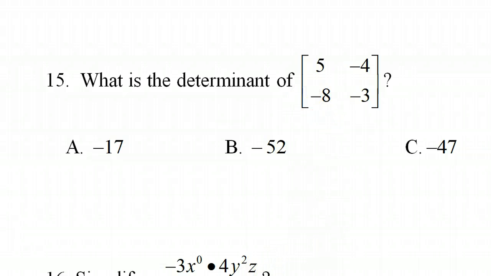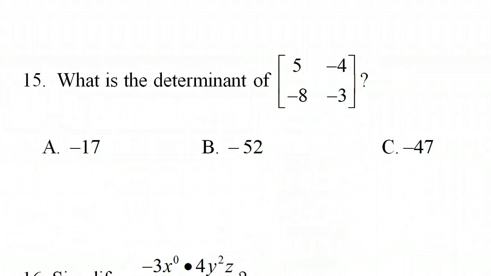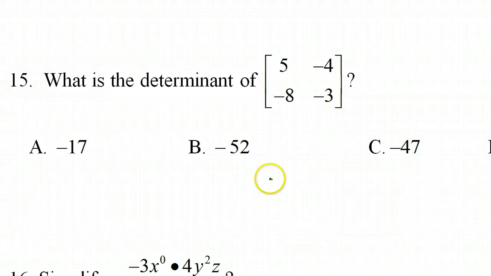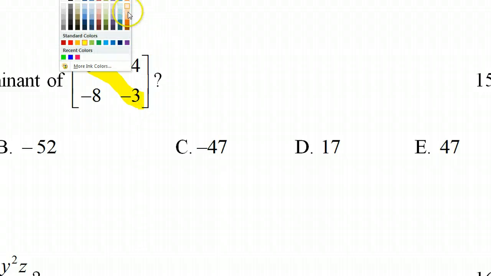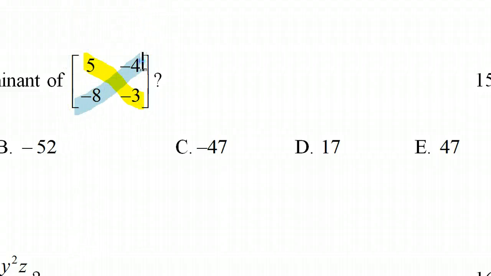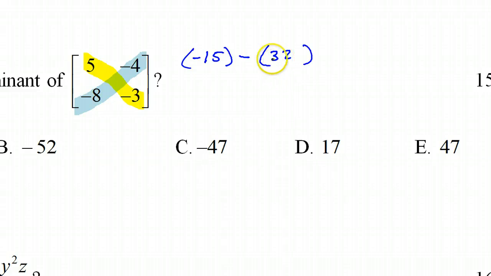Number 15, the determinant. Now, this is not a reverse negate situation. That's when we're doing the inverse. This is just the determinant. The determinant is the down diagonal minus the up diagonal. That is all. Alright, so the down diagonal, 5 times negative 3, that is negative 15, minus the up diagonal. Alright, the up diagonal is positive 32. So we're just talking about negative 15 minus 32. Okay?